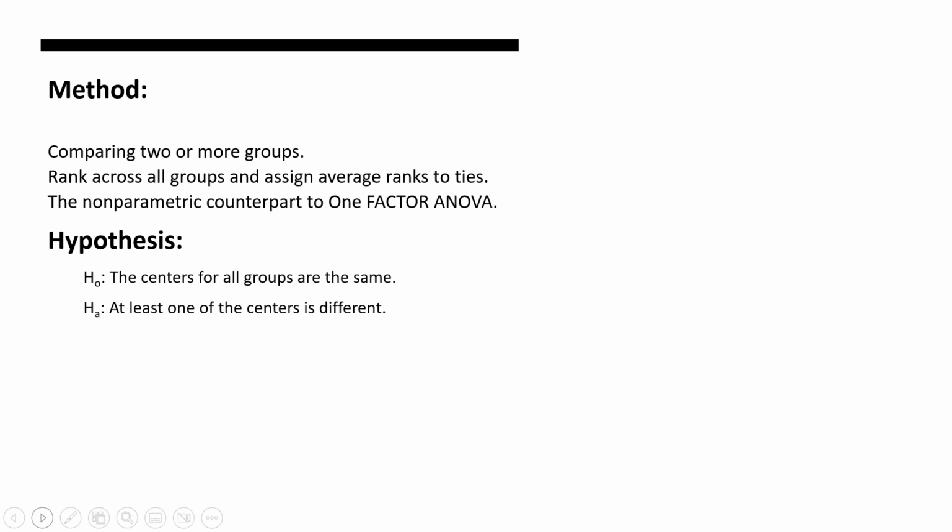For the null hypothesis, we could talk about the centers for all the groups being the same, or the location of the centers are all the same. Sometimes you'll even see it phrased as the medians of all the groups are the same. Versus HA, at least one of the centers is different.